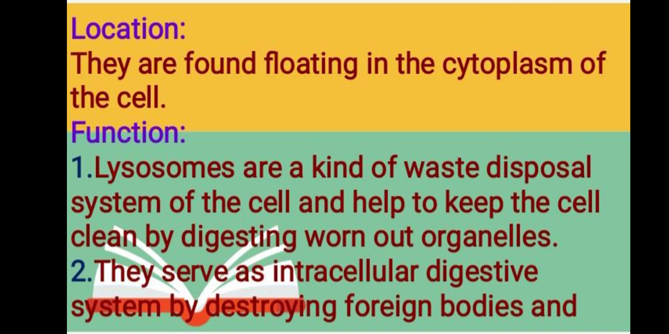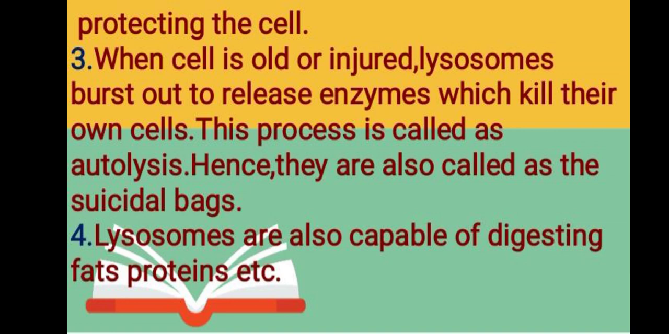Function: lysosomes are a kind of waste disposal system of the cell and help to keep the cell clean by digesting worn out organelles. This is how they help the cell to get rid of garbage. They serve as an intracellular digestive system by destroying foreign bodies and protecting the cell. When the cell is old or injured, lysosomes burst to release enzymes which then kill their own cells by the process called autolysis. This is the reason why they are also called suicidal bags. Lysosomes are also capable of digesting fats, proteins, etc.